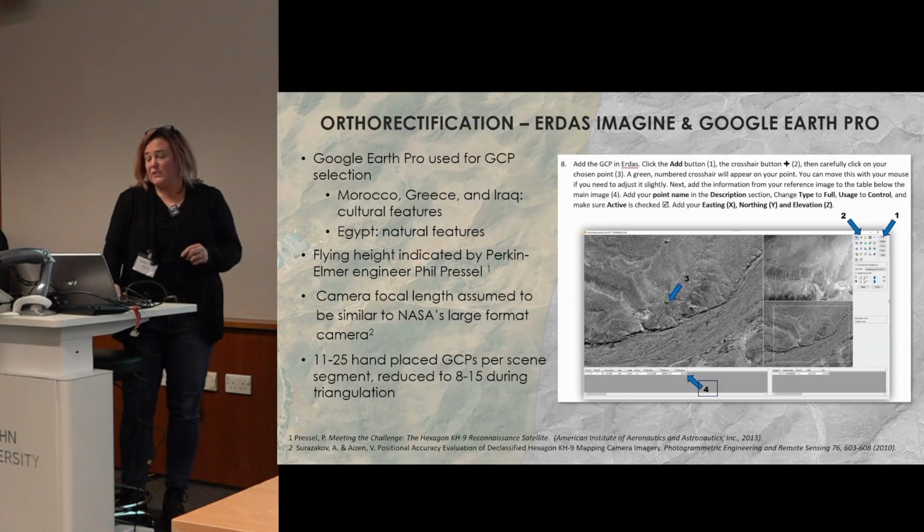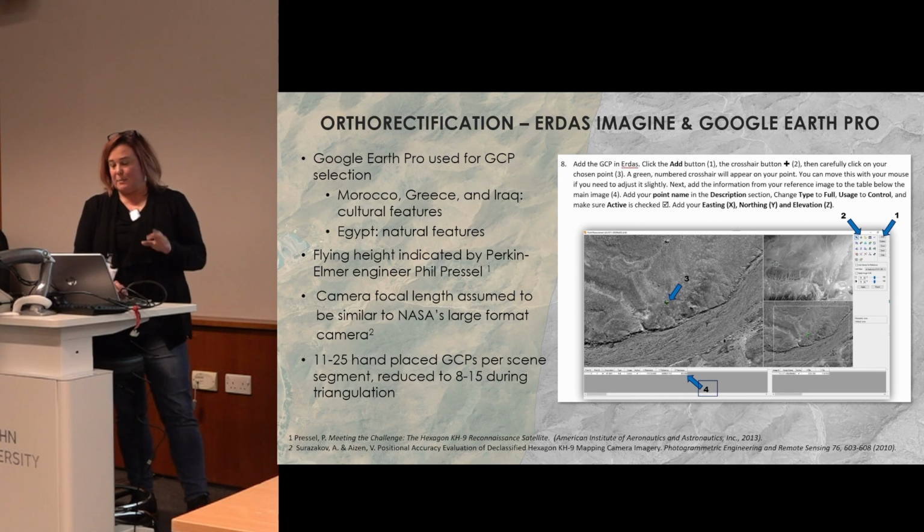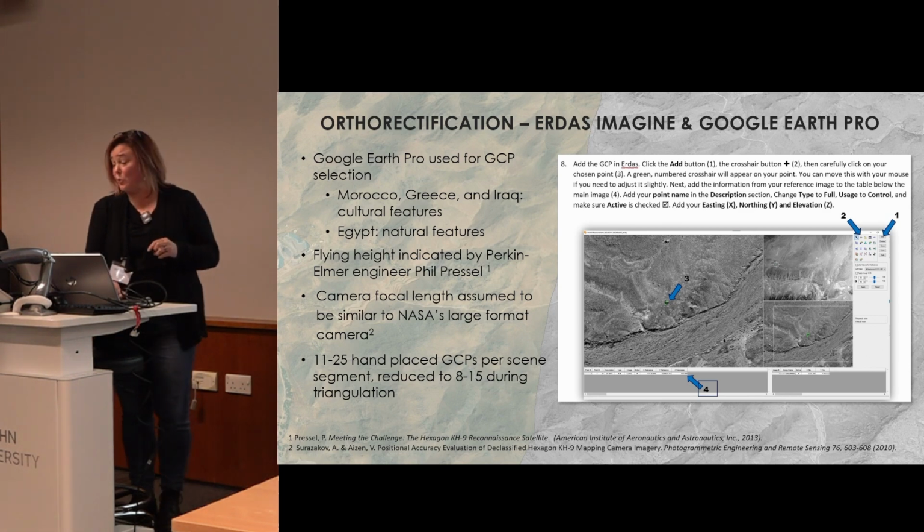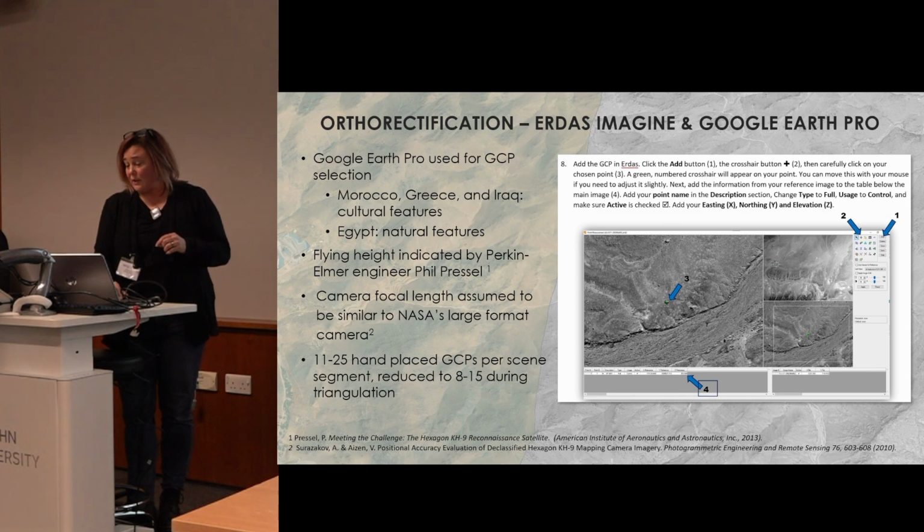So to utilize Hexagon imagery in GIS, we first needed to rectify it, of course. And this can be accomplished in various GIS software, but for a higher accuracy, we completed it in ERDAS Imagine, utilizing Google Earth Pro for the identification and selection of ground control points, and the Shuttle Radar Topography Mission data for the DEM. ERDAS also requires a camera model and flying height for the orthorectification.